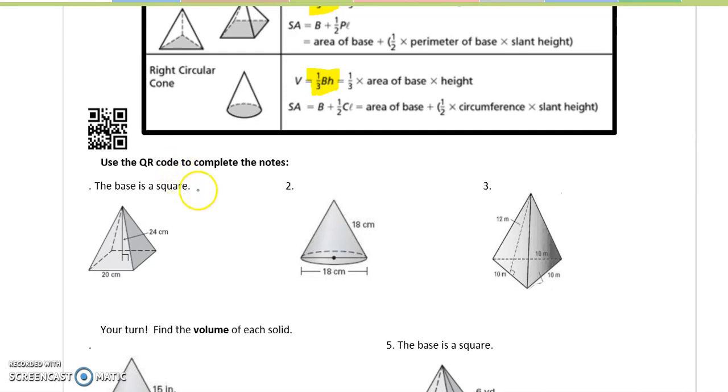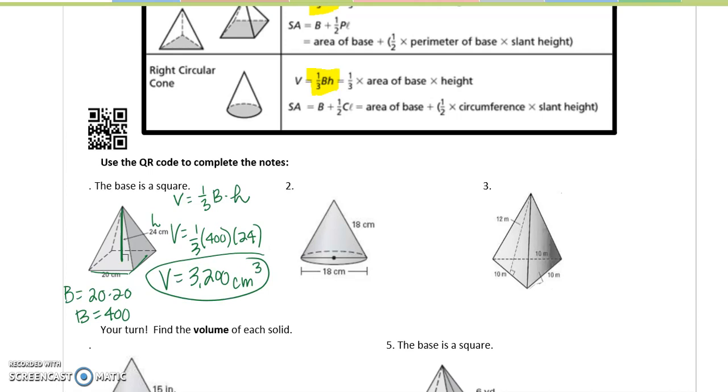So for our first one, we have volume equals 1/3 area of the base times the height of the pyramid. So we need to find the area of our base first. The base here we know is a square that's 20 by 20. So the area of my base is 400. The height is given to us here in the picture as 24. So let's go ahead, plug this in. My volume equals 1/3 times 400 times 24 gives me a volume of 3,200 centimeters. Don't forget, it's cubed for volume.